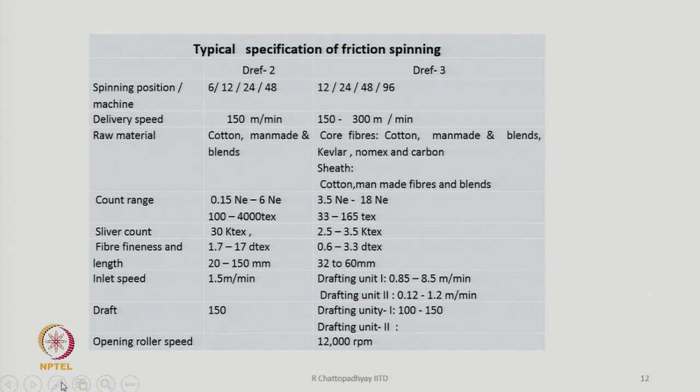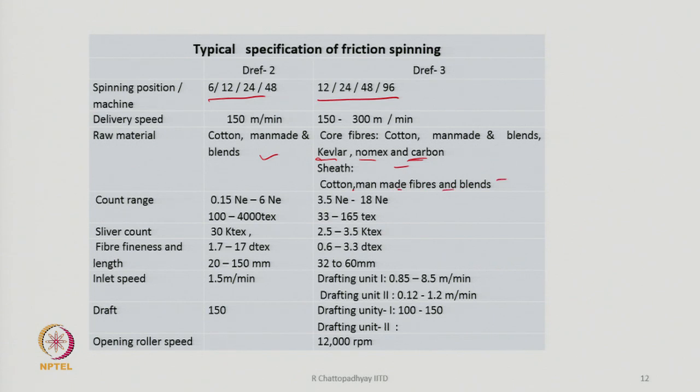Here is the specification of the friction spinning machines, DREF 2 and DREF 3. Spinning positions could be like this. We can get a machine with 6 or 12 or 24 or 48 positions. For DREF 3, it can go up to 96 positions. Delivery rates are also stated here, along with the kinds of fibers it can process. In the case of DREF 3, Kevlar, Nomex and carbon can be put into the core. For the sheath, we can have cotton, man-made fibers or blends.